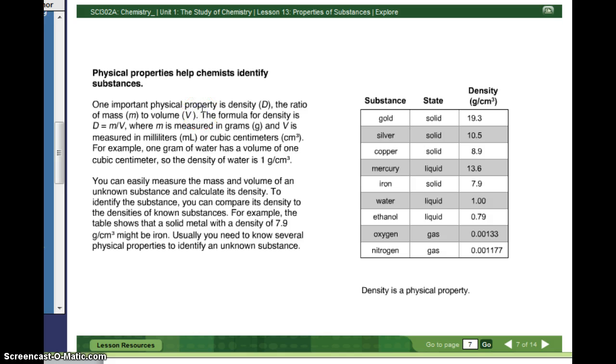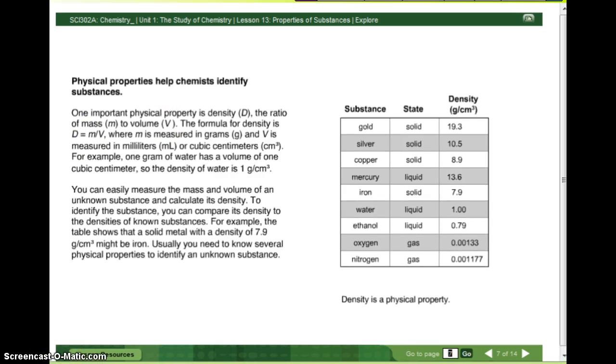The formula for density is density equals mass over volume, where mass is measured in grams, abbreviated g, and volume is measured in milliliters, abbreviated mL, or cubic centimeters, centimeters cubed. For example, 1 gram of water has a volume of 1 cubic centimeter, so the density of water is 1 gram per centimeter cubed. You can easily measure the mass and volume of an unknown substance and calculate its density.